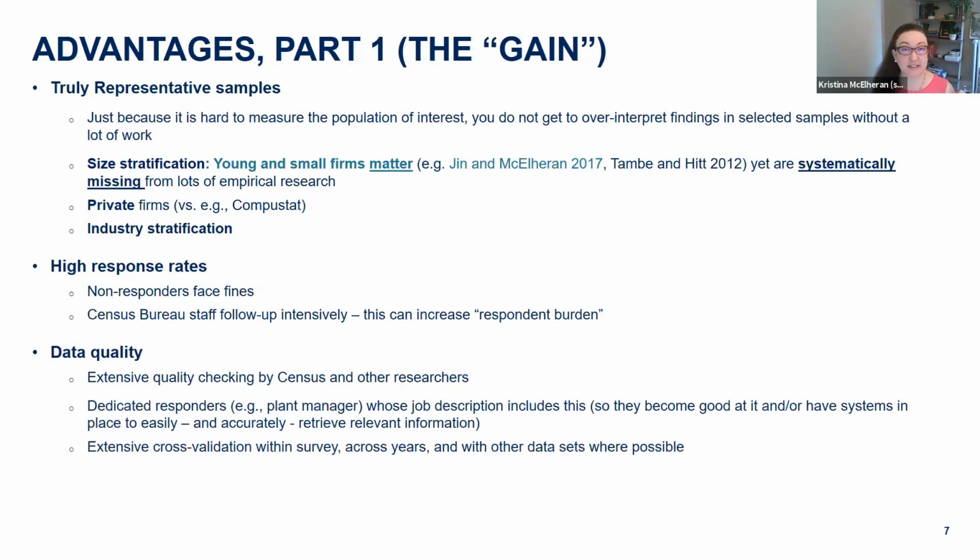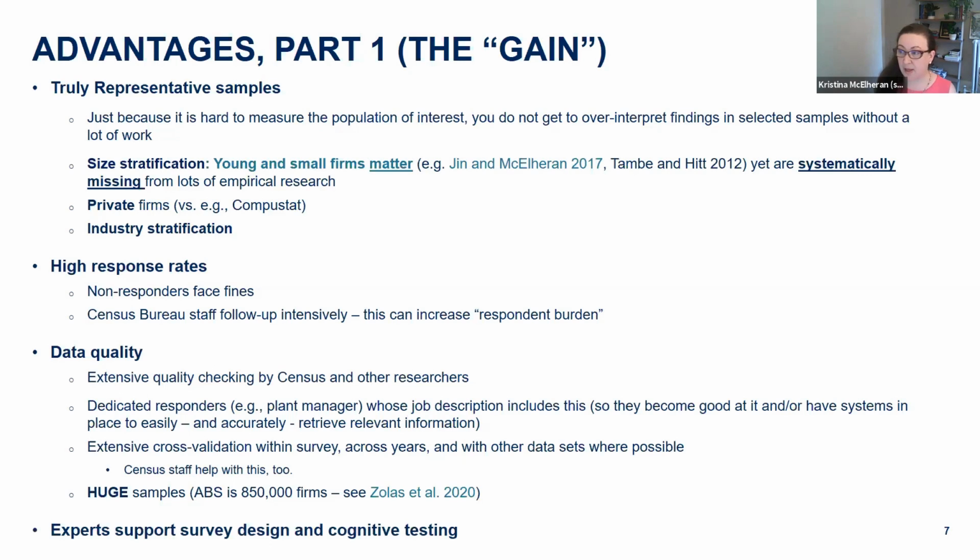And there's extensive cross-validation for all of this, all these data sets across years and with other data sets where possible. Again, the census staff help with this. We get these massive samples. So the annual business survey that I had the privilege of contributing to had 850,000 firms across the US. And that sort of number is really no joke. If you want to check that out, you can see the working paper with Zolas et al. It's an NBER working paper now.